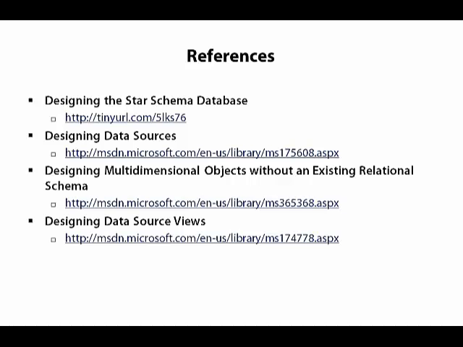In particular, if you're new to star schema database design, refer to Designing the Star Schema Database. It's a good general reference for learning more about fact and dimension table design. The other links provide reference materials for the other concepts that we discussed in this particular module: designing data sources, working without an existing relational schema, in other words, the top-down design, and then working with data source views.